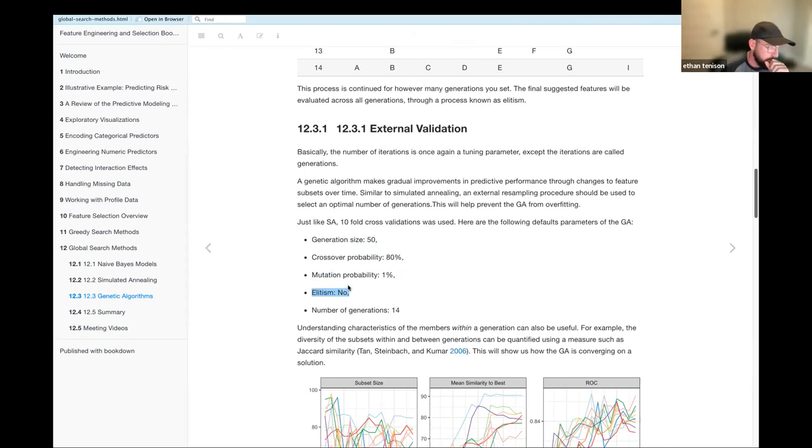Elitism is when... sounds kind of rude to me. Yeah. Elitism is when in one generation there's a superior combination, and you want that to carry over or compare to subsequent generations. So maybe you don't want to compare that, and maybe that would help you not get stuck in a local optimum, for example. This is a parameter that I had not known about, actually. But it's essentially keeping the best combination and keeping it throughout all of your generations to make comparisons.